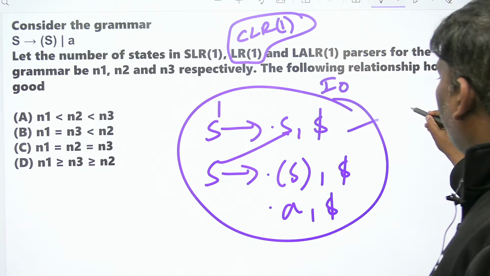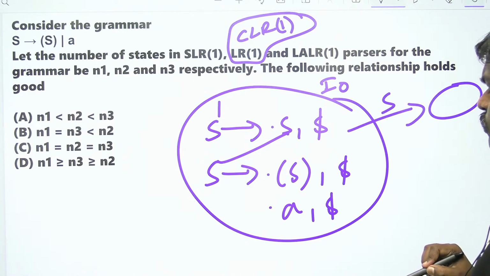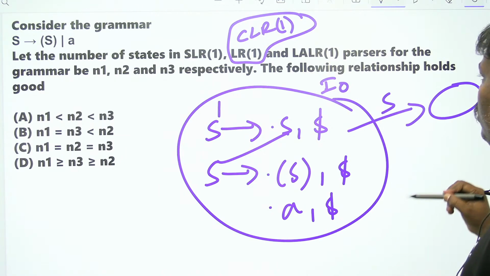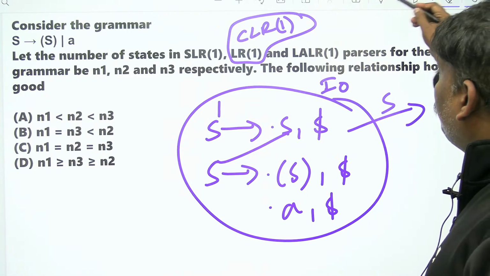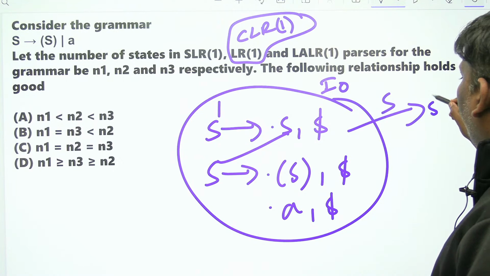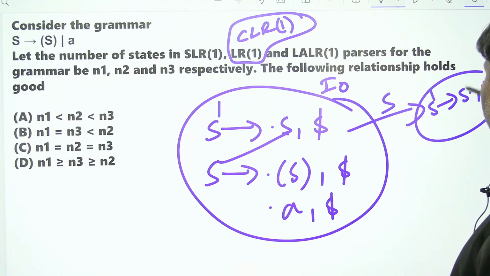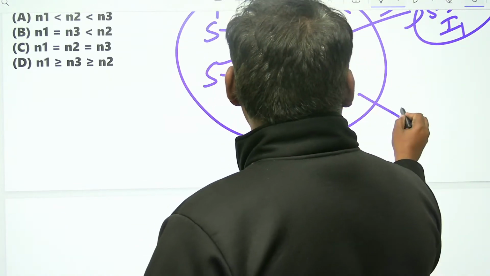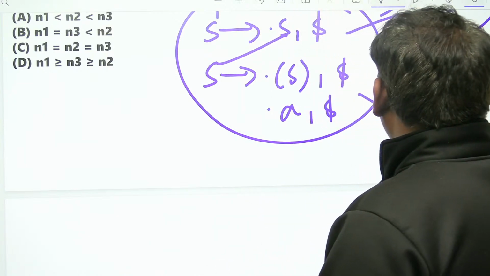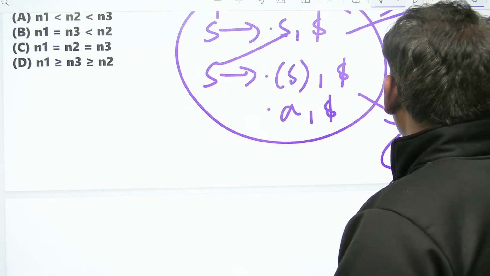On I0, if I apply S, only one item, no need to write also, but anyhow let me write. Because he is asking the number of states, write everything. S' goes to S dot, comma dollar. It is 1. Next, on this state if I give a, it will go to S goes to a dot, comma dollar.